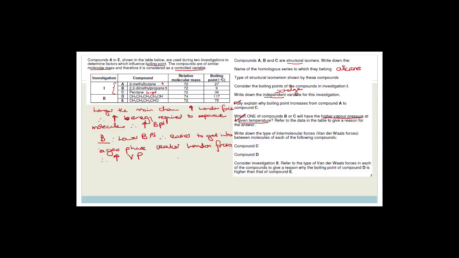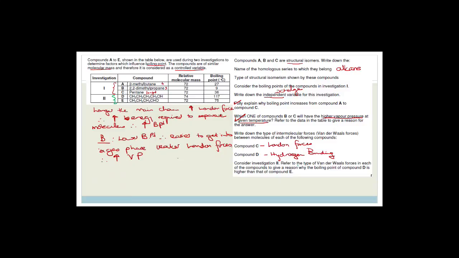Now it says write down the type of intermolecular forces between C and between D. Okay, between C is just going to be London forces. And between D has got a hydroxyl in it, so therefore we can say that it is definitely going to be hydrogen bonding. Right, now it says consider investigation two. Okay, this one here. So let's change color so we can see what we're doing.